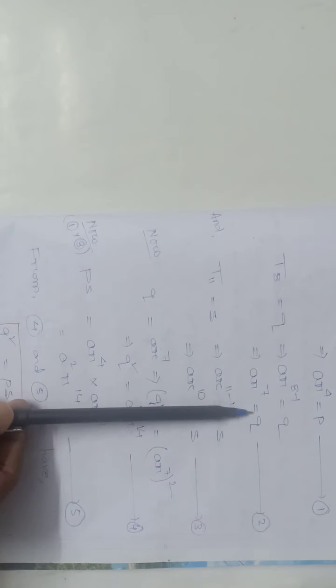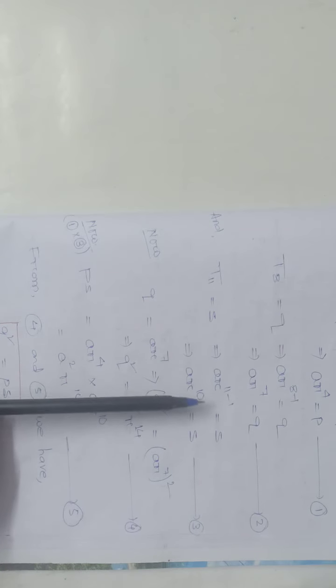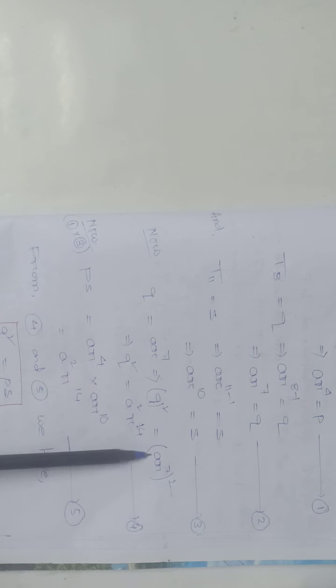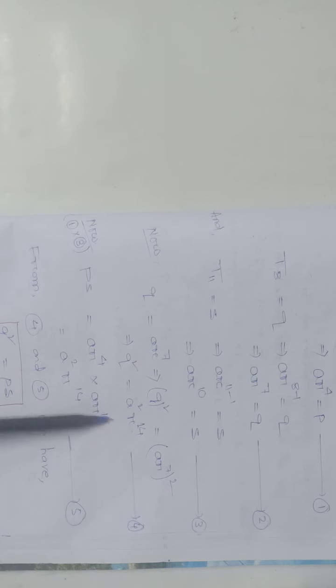So we have q is ar to the power 7. When you square both sides, q squared equals a squared r to the power 14. Now the right hand side is p into s. When you multiply p and s, we get ar to the power 4 into ar to the power 10, so a squared r to the power 14. From these, we have concluded that q squared equals ps. Now it proves the result.